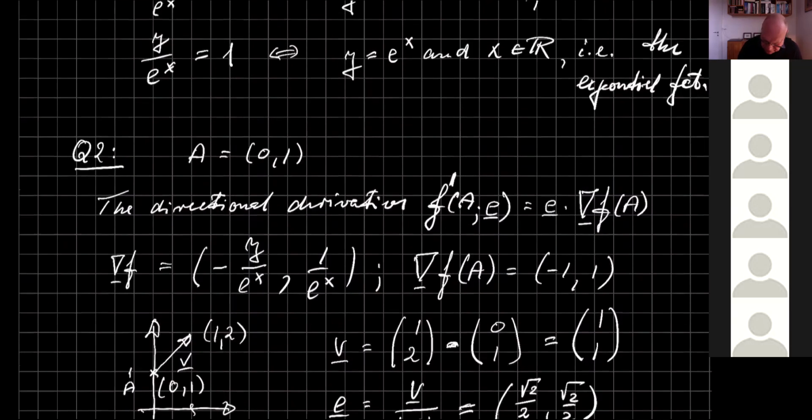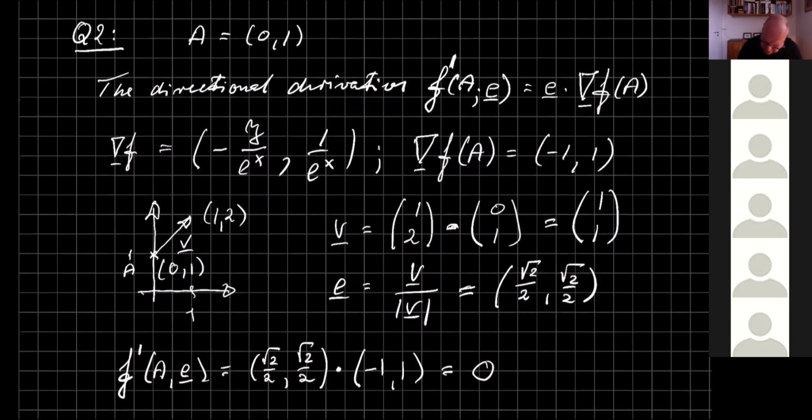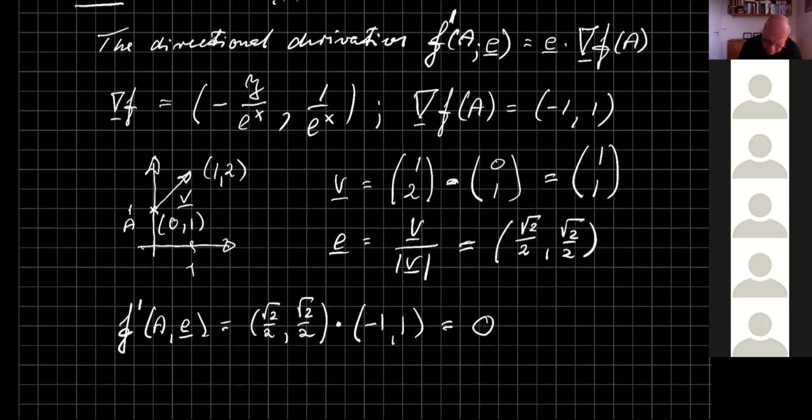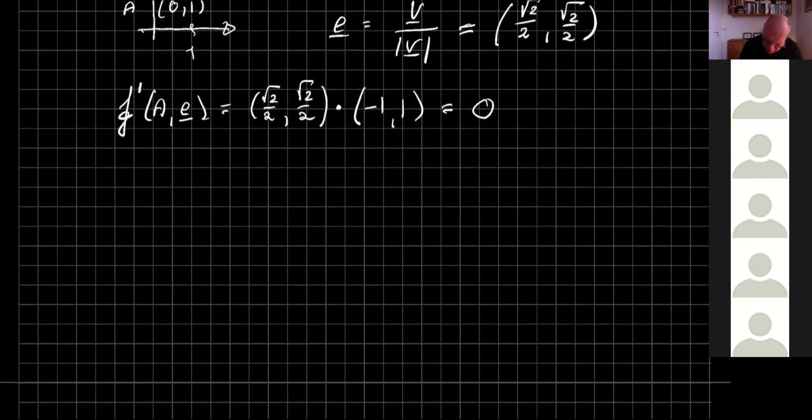Let's look at the figure, because you see the gradient here is (-1, 1). If I draw this in red, then I have here the gradient of f at A. You see, it is perpendicular to that vector here, and this is why the dot product is 0. Now let's return to white.